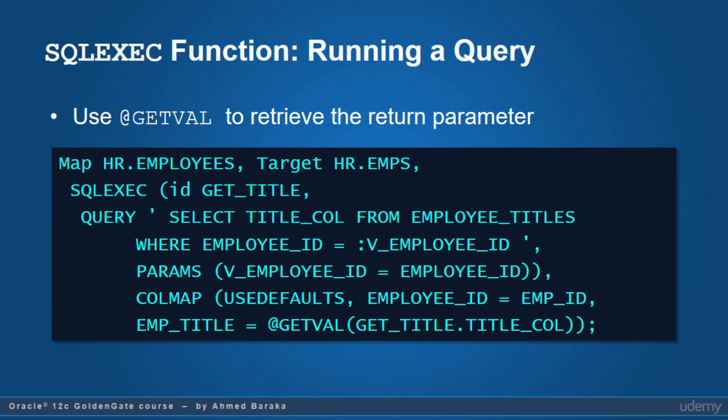In summary, you use the colon sign to create variables in your query. You use the params keyword to pass values to the variables. And you use getVal to get the value retrieved by your query.